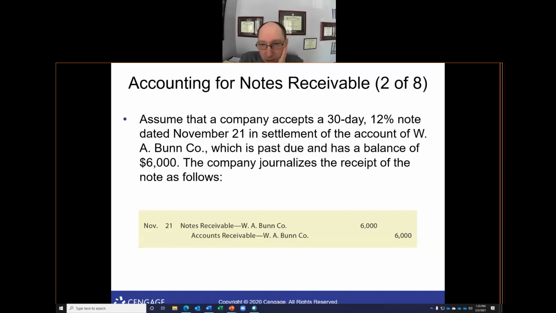So we said, hey, you've got 30 days to pay us at 12% interest to settle your accounts receivable with us because it's past due. So the balance of what they owe us is $6,000. The first journal entry I make is I debit notes receivable to increase notes receivable by $6,000, and I credit accounts receivable to decrease that customer's accounts receivable by $6,000. This entry represents converting from an accounts receivable to a notes receivable.